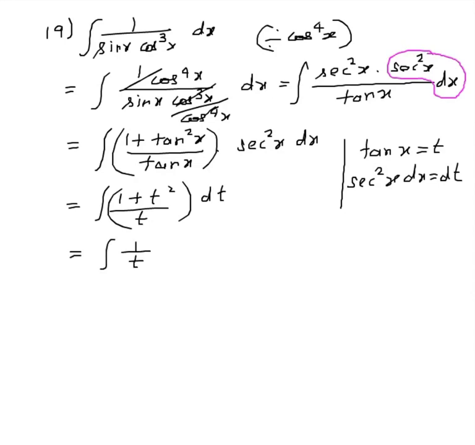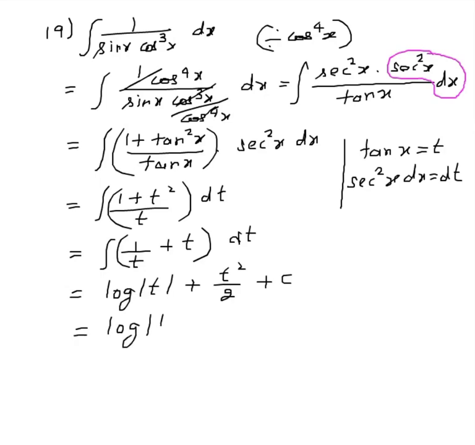We can split this into two terms, 1 by t plus t dt. Now integrate and write. Integral of 1 by t is log of absolute value of t, and integral of t is t square divided by 2 plus c. Substitute for t: log of absolute value of tan x plus tan square x divided by 2 and plus c.